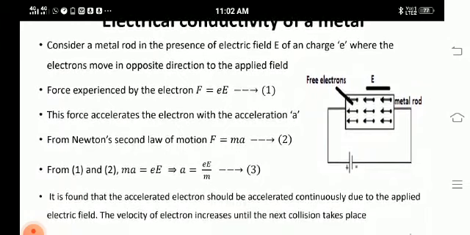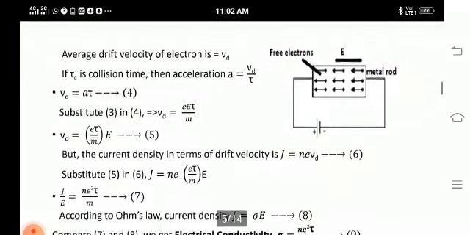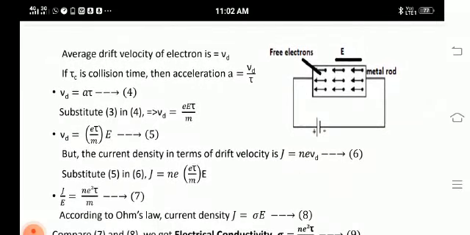It is found that the electron should be accelerated continuously due to the applied electric field. So, the electrons acquire the drift velocity, that is Vd. If tau is the collision time, then acceleration is taken as a is equal to Vd by tau, where a is acceleration, Vd is drift velocity, tau is collision time. When we apply this in the equation, Vd is equal to a into tau. Substituting, we get Vd is equal to eE tau divided by m. That is equation number 5.